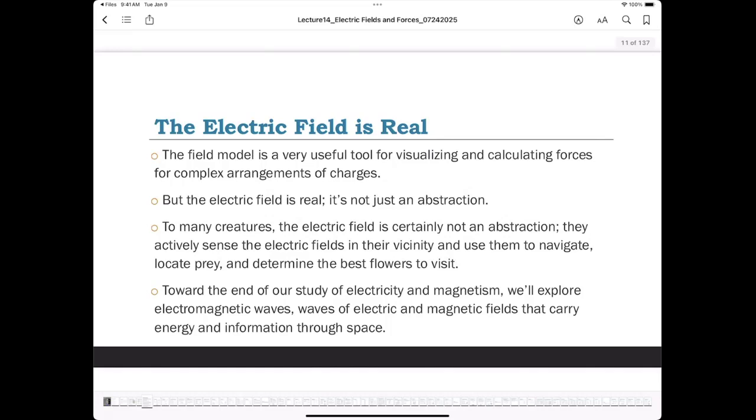But the electric field is real. In the real world, you cannot see the electric field, am I right? But it is real. It exists. It's not just an abstraction, not like an idea or a dream. To many creatures, the electric field is certainly not an abstraction. They actively sense the electric fields in their vicinity and use them to navigate, locate prey, and determine the best flowers to visit.